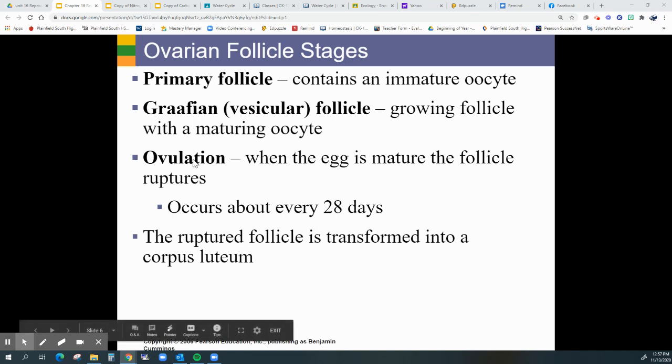And the idea here is if we had an ovulated egg or an egg that was released and it became fertilized, we need this corpus luteum to continue to produce progesterone and estrogen so that we can continue to keep the uterus in check, so that the ovulated egg or the fertilized egg has a place to go.